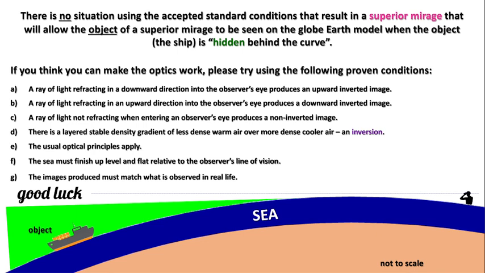F. The sea must finish up level and flat relative to the observer's line of vision. G. The images produced must match what is observed in real life. Good luck!